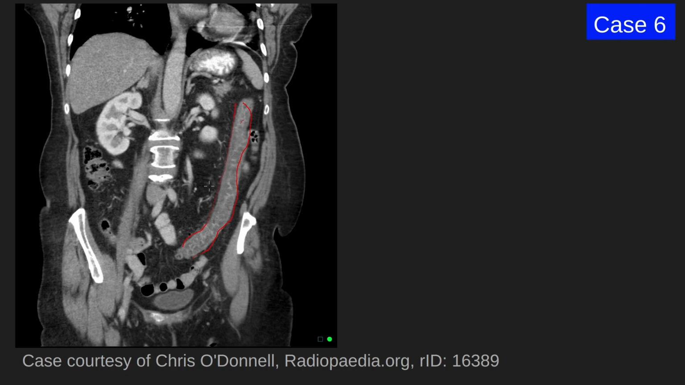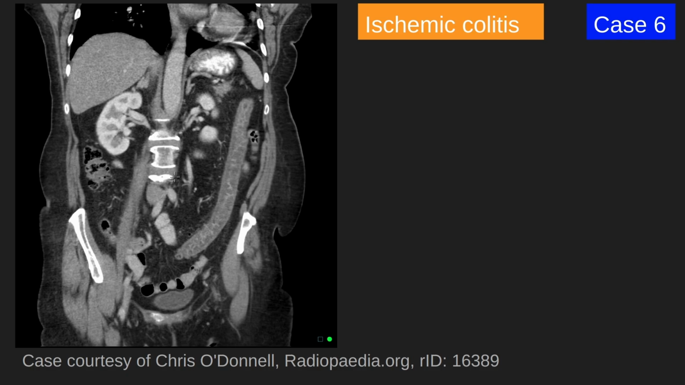What we do see is this mesenteric increased vascularity here, and then there's mesenteric edema. So these findings are suggestive of colitis. Now, the cause of colitis depends on the patient's history and also the segment of bowel involved. So in this particular case, this was ischemic colitis, with the segment involved from the splenic flexure down to the upper colon.